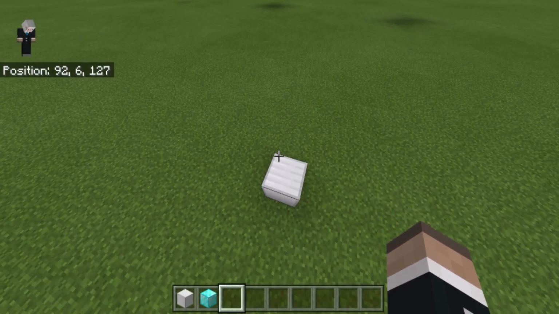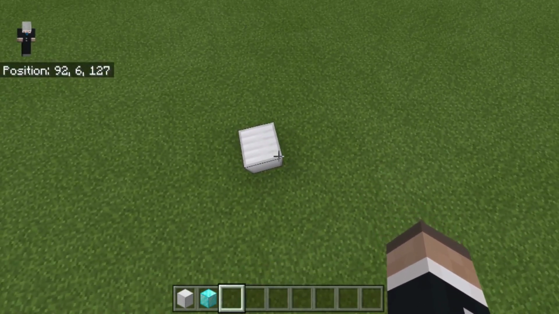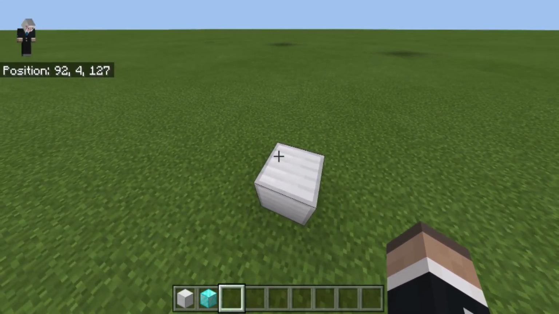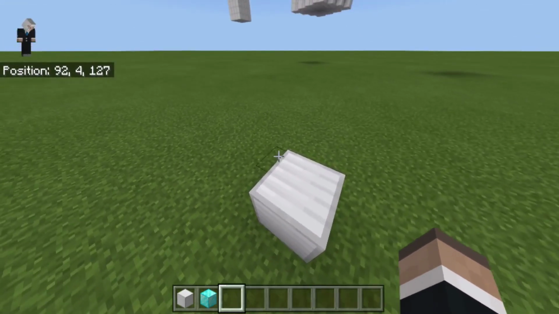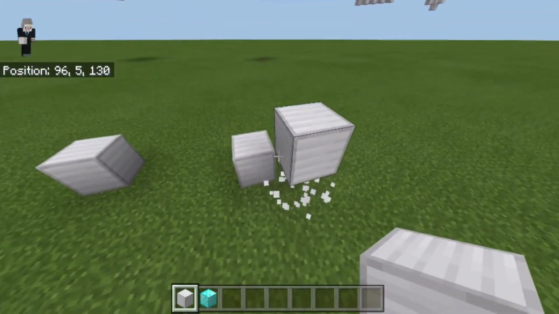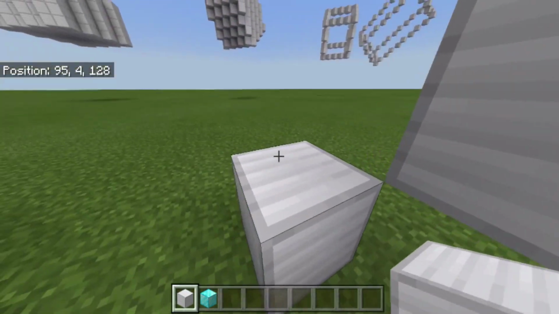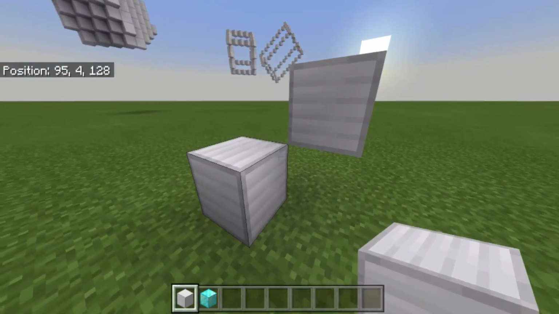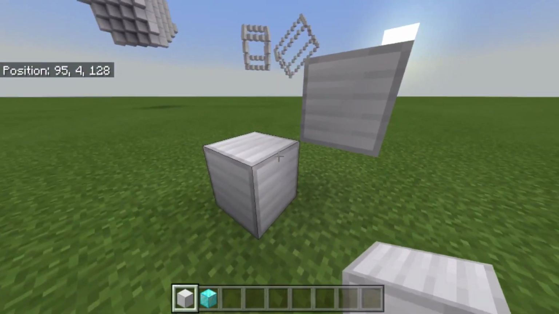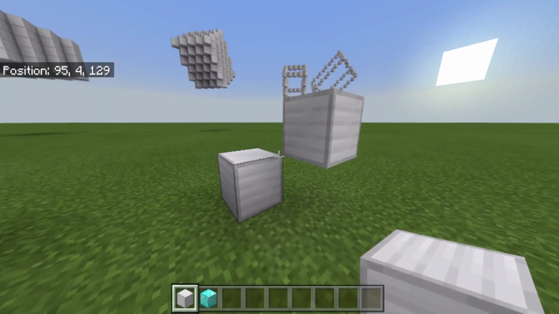So this block from one side of the block to the other side of the block is roughly 1.4 blocks. And whenever you have this here, it's even further. So this is roughly 1.7 blocks because it's 1.4 and 1. So it's slightly bigger. From that corner to that corner is roughly 1.7 blocks.